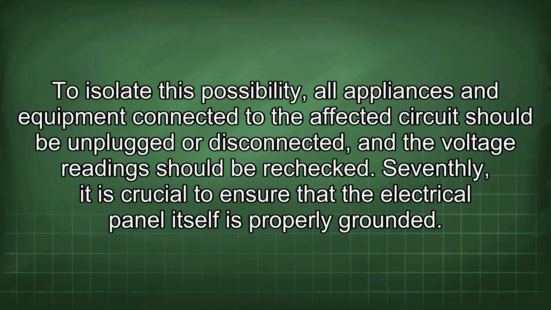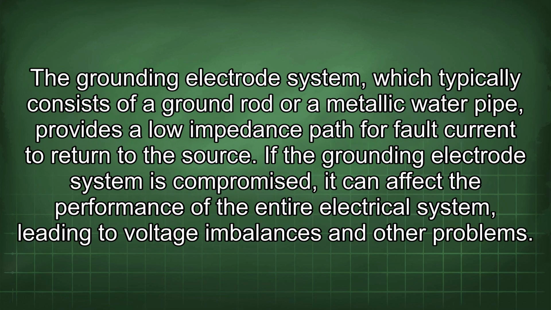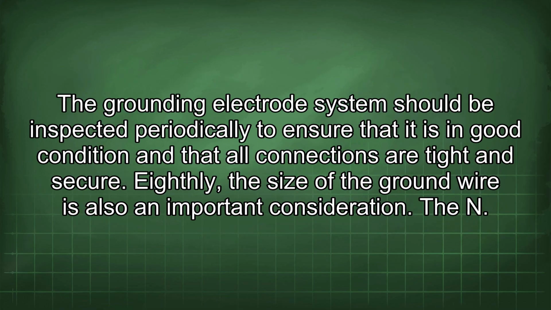Seventhly, it is crucial to ensure that the electrical panel itself is properly grounded. The grounding electrode system, which typically consists of a ground rod or a metallic water pipe, provides a low impedance path for fault current to return to the source. If the grounding electrode system is compromised, it can affect the performance of the entire electrical system, leading to voltage imbalances and other problems. The grounding electrode system should be inspected periodically to ensure that it is in good condition and that all connections are tight and secure.